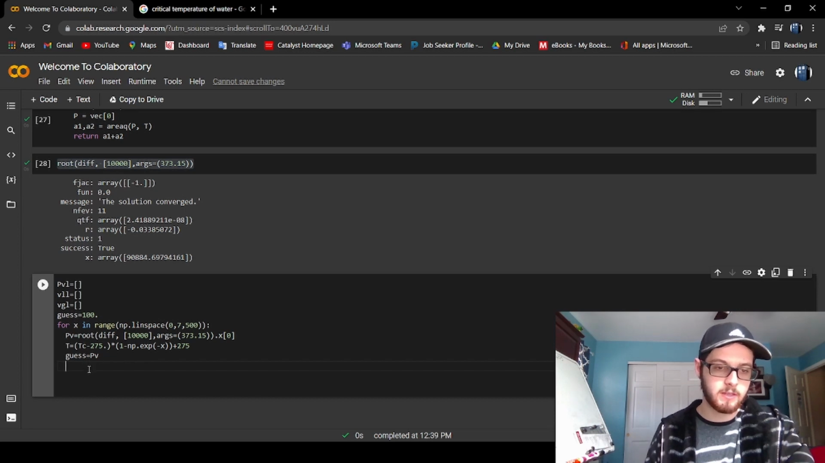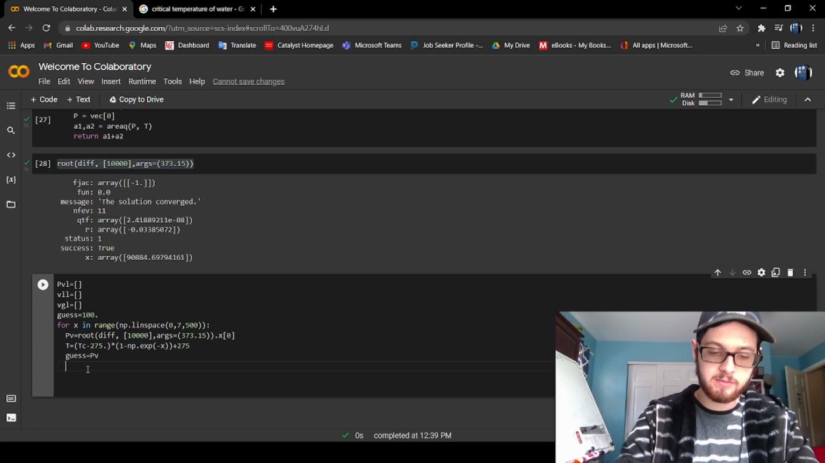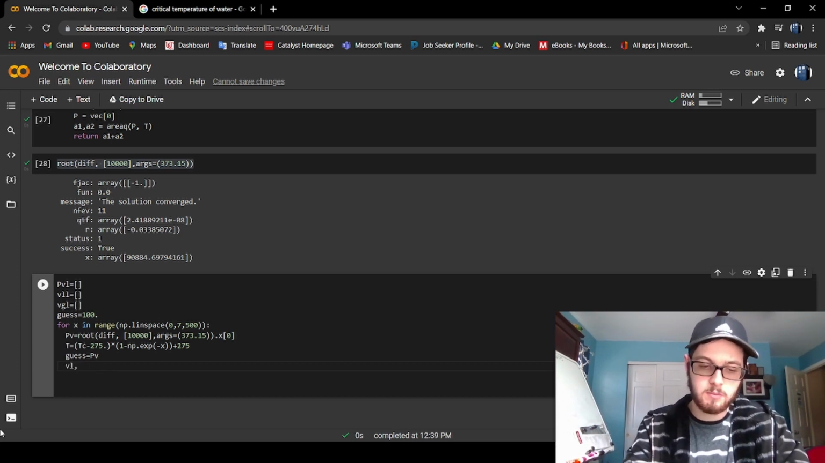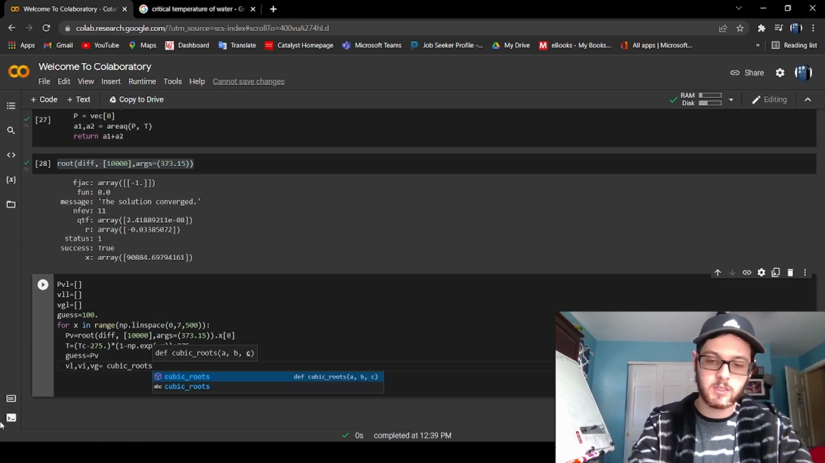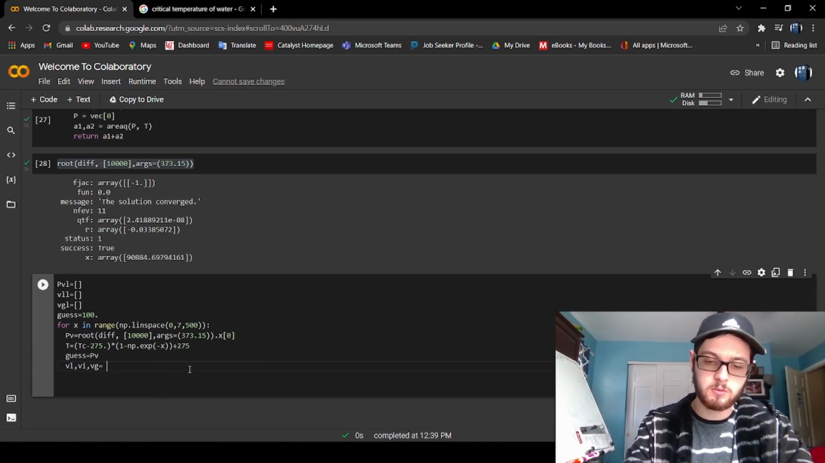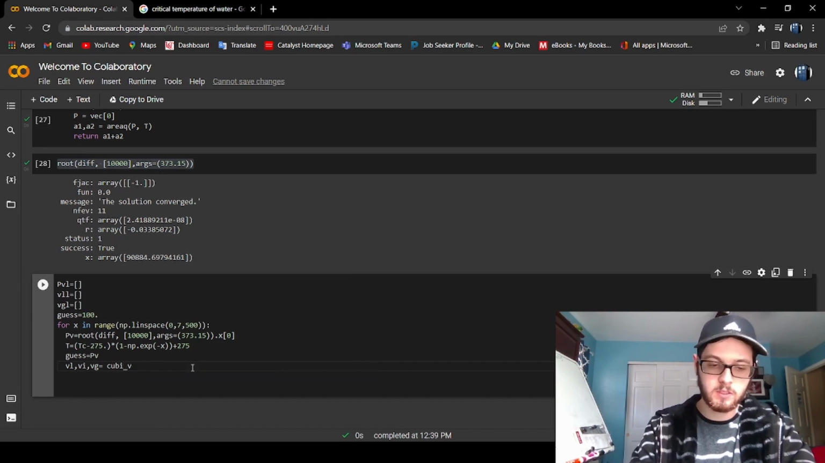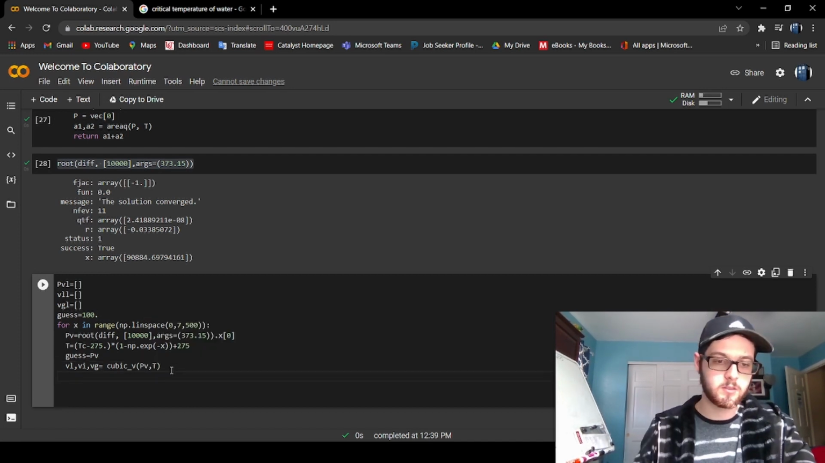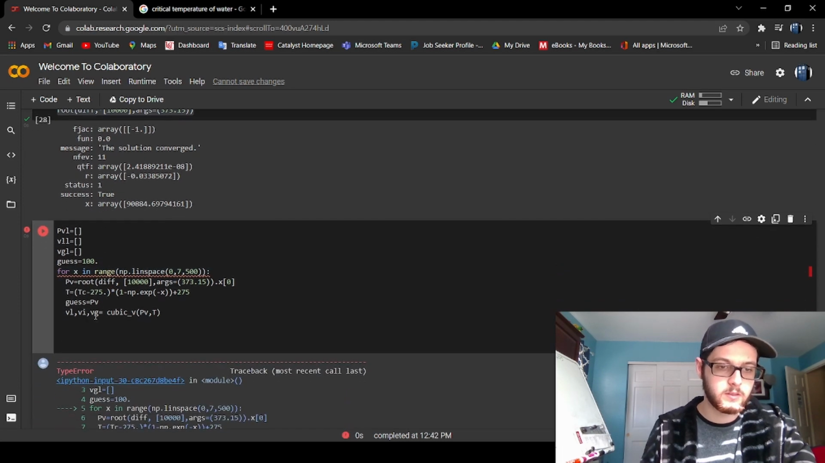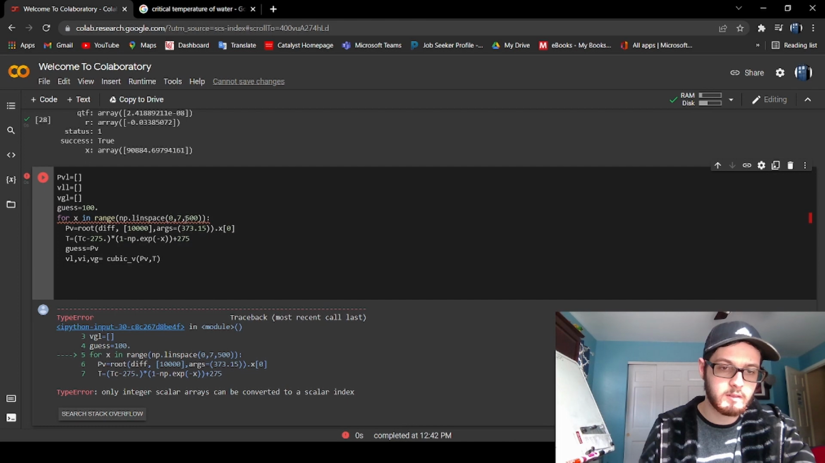And then we want to get the values for these two. So we have our liquid volume, some intermediate, and then the volume of gas. And that's going to be equal to the cubic V function that we made earlier. Not plus V, cubic V, but instead we want the vapor pressure and temperature. And then run that. Okay, already got an error. Integer and scalar, so no range, maybe? Because that's what range does.